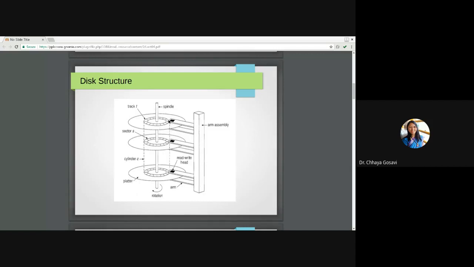So when the read-write head is pointing to a particular track, it means all the heads are pointing to a particular cylinder. The platter will rotate along with the spindle, and every sector can be read from the particular track. When all the sectors are read, the head will move backward and read all the sectors from another track. Similarly, it will read the complete data. So this is how this assembly, or disk structure, works.